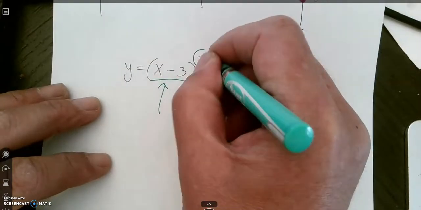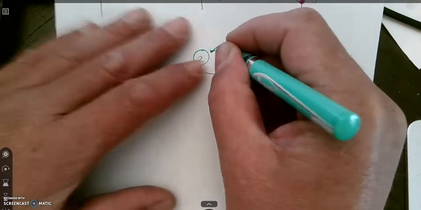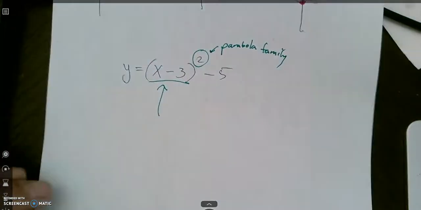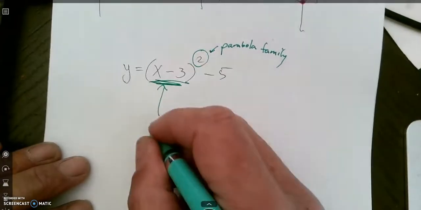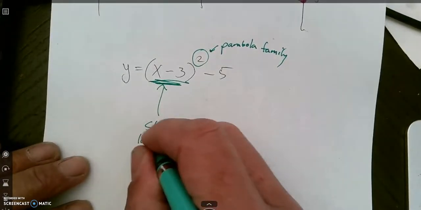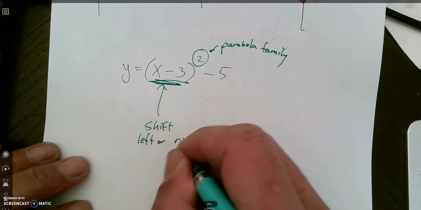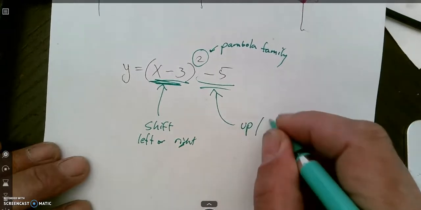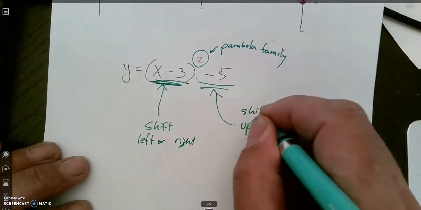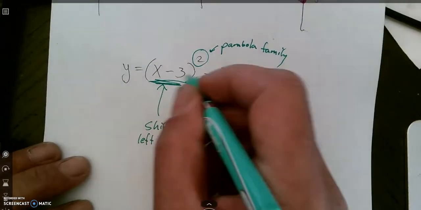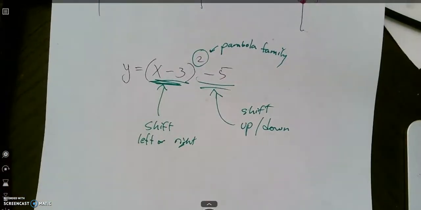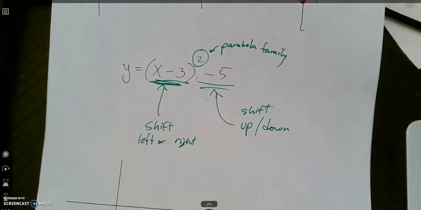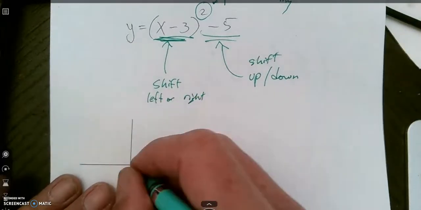Okay, so the parent function is still x squared. It's still a parabola. I'll say it's in the parabola family. Inside things do a left or right shift. Outside numbers happen afterwards, and they're always an up or down shift. Okay, so once you know that, this means the original x squared would look like that.